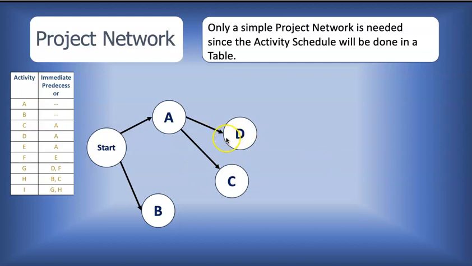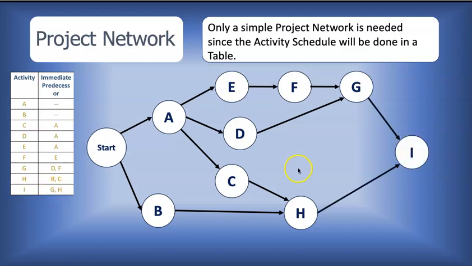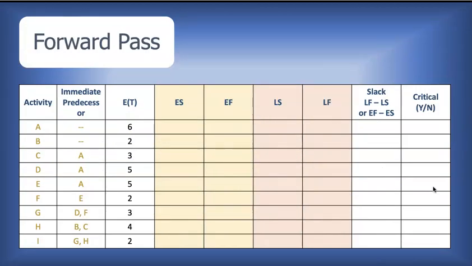Likewise, activity D follows A and activity E. Then we have F, which follows activity E. G follows activities D and F. H follows activities B and C. I follows activities G and H. And here we are at the end of the network, and we have our final activity, activity I. And as such, we do not need a dummy end node, because we have a unique starting point, unique end point. All right, so that's the diagram.